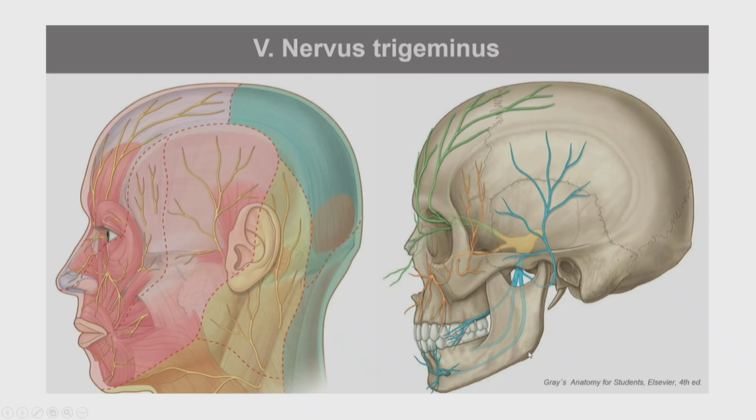As you see, if we divide those regions, this is the area supplied by the ophthalmic nerve. This is the area, these dotted lines that you can see, of the maxillary nerve, and those areas are the sensory innervation of the mandibular nerve.